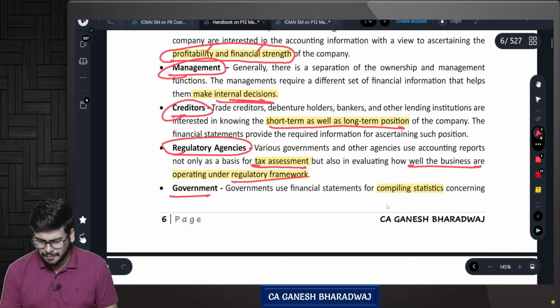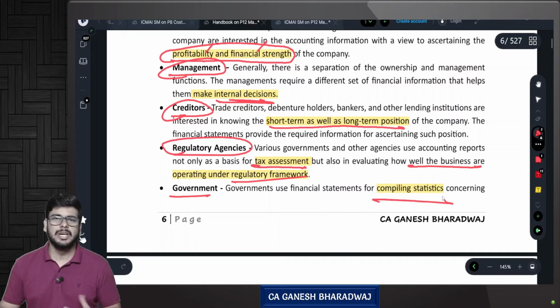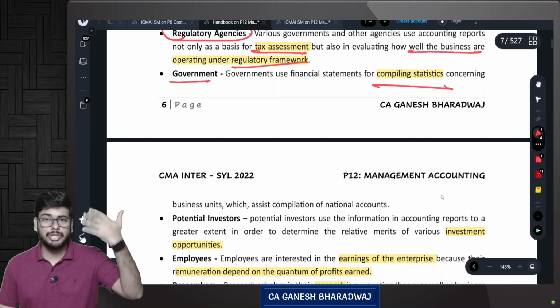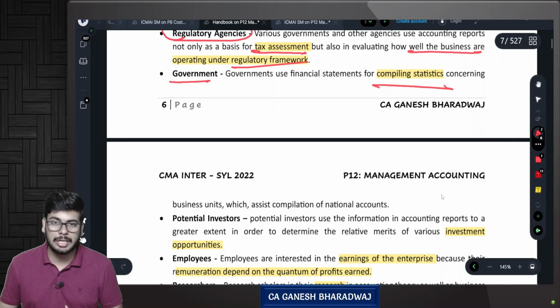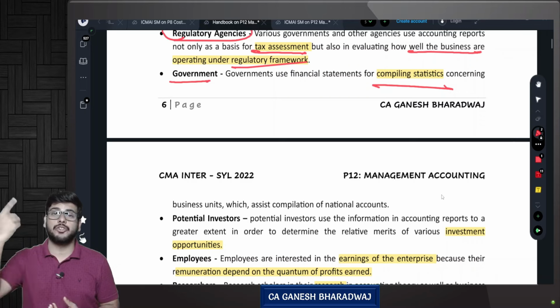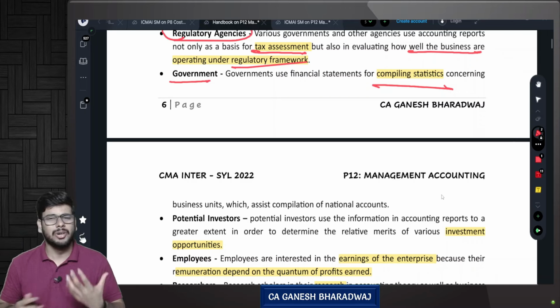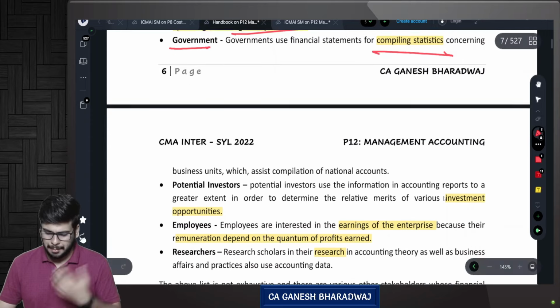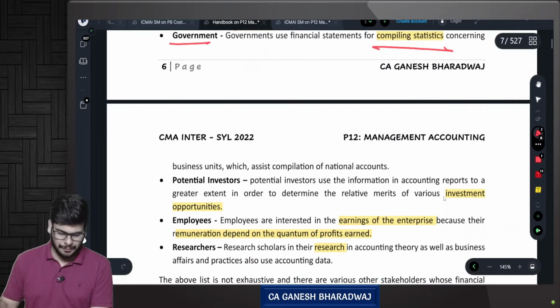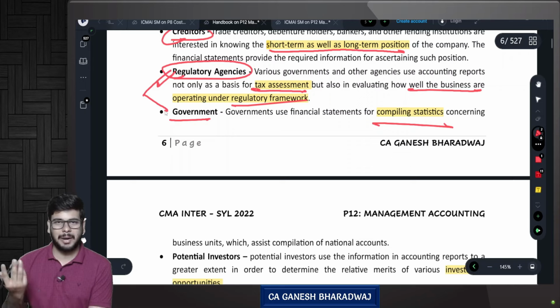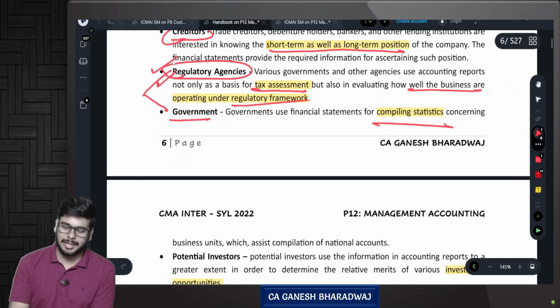Government in general, for compiling statistics, like how many companies are there in our country and how many companies are unicorn startups. You know what unicorn startups are? A company that has a valuation of $1 billion or more is called a unicorn startup. So how many companies are like that? So many parameters for compiling statistics the government might use, apart from the taxation aspect and the regulatory aspect. Technically speaking, both are part of the government only. They have segregated the regulatory agencies separately and government separately.